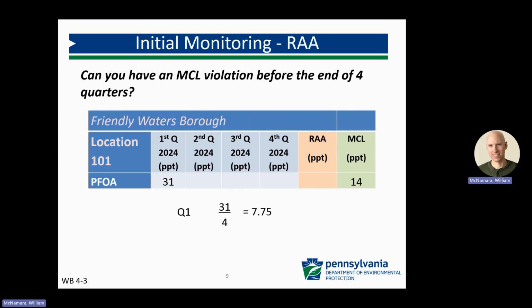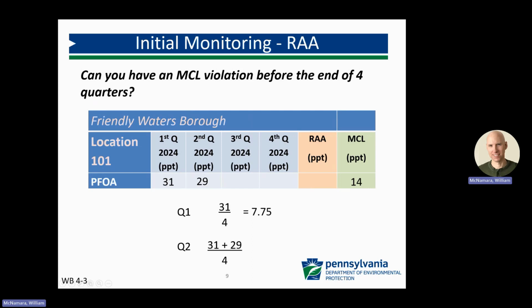So what we'll do, the DEP data system, as this data is coming in, we're immediately dividing by 4. And this is what should be done here, and we'll take a look at why. So the first quarter comes in, and 31 is actually divided by 4. So far, okay, your running annual average is well below the MCL of 14.